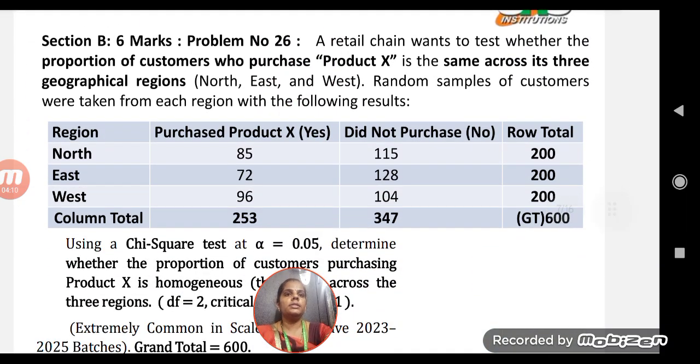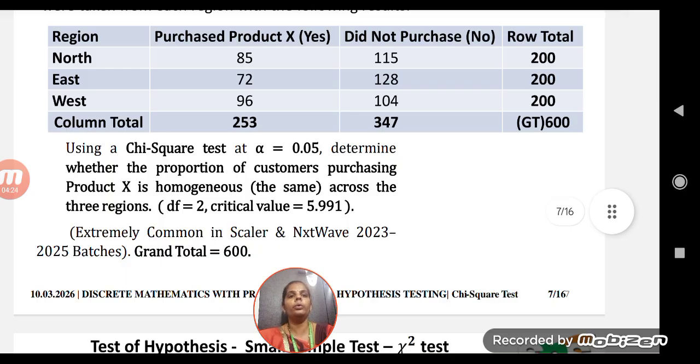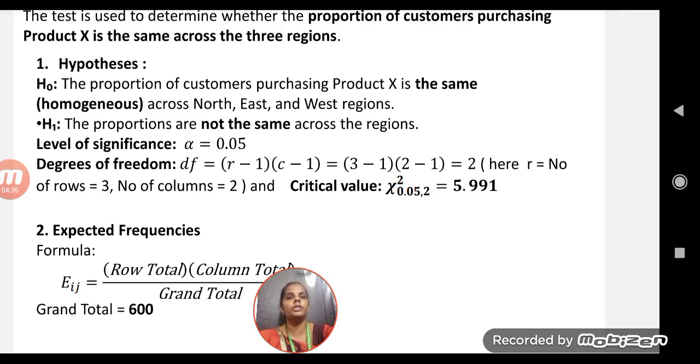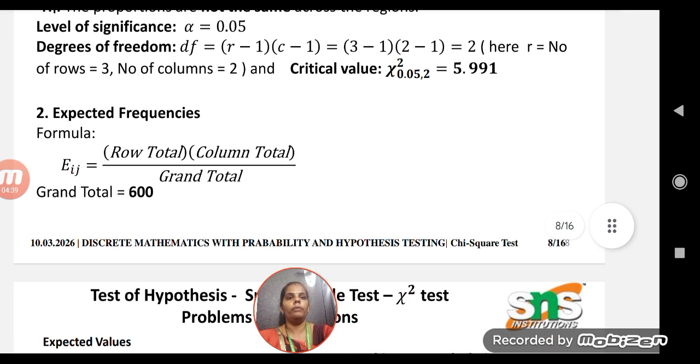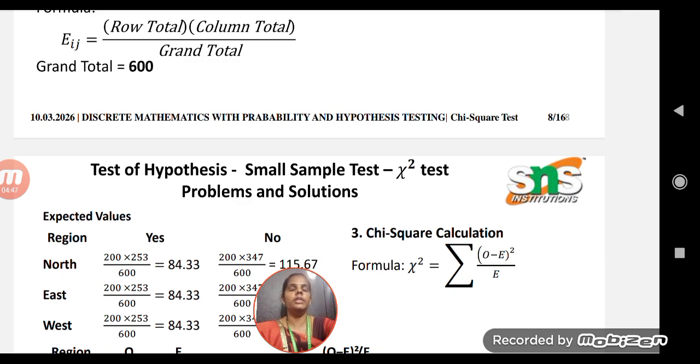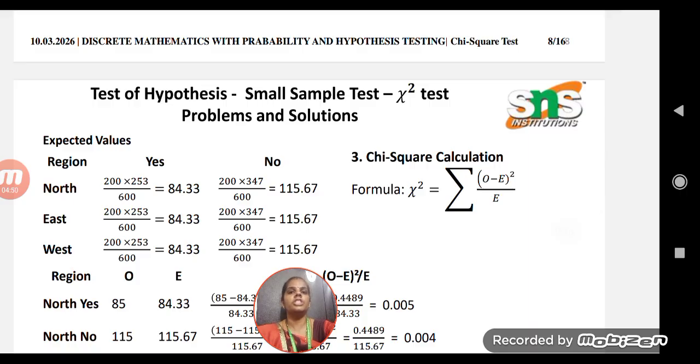My next problem is that a retail chain wants to test whether the proportion of customers who purchased product X is the same across the geographical regions. They have given similar data and ask us to calculate the chi-square value. First we frame the hypothesis. I have calculated the degrees of freedom as 2 and the critical value is 5.99. Now I want to check whether my value is greater or lesser than the critical value. If it is greater, we reject the hypothesis; if it is less, we accept it.